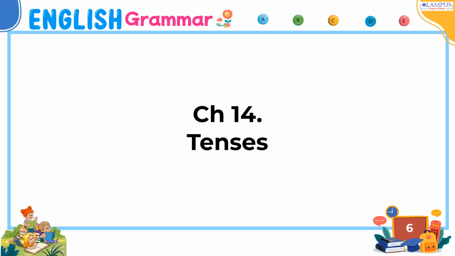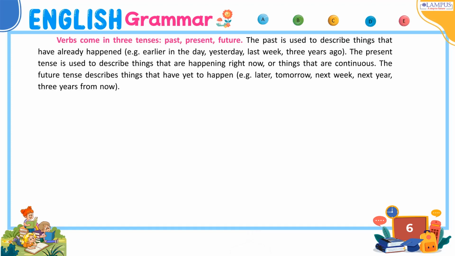Chapter 14. Tenses. Verbs come in three tenses: past, present, future. The past is used to describe things that have already happened, for example, earlier in the day, yesterday, last week, 3 years ago. The present tense is used to describe things that are happening right now, or things that are continuous. The future tense describes things that have yet to happen, for example, later, tomorrow, next week, next year, 3 years from now.